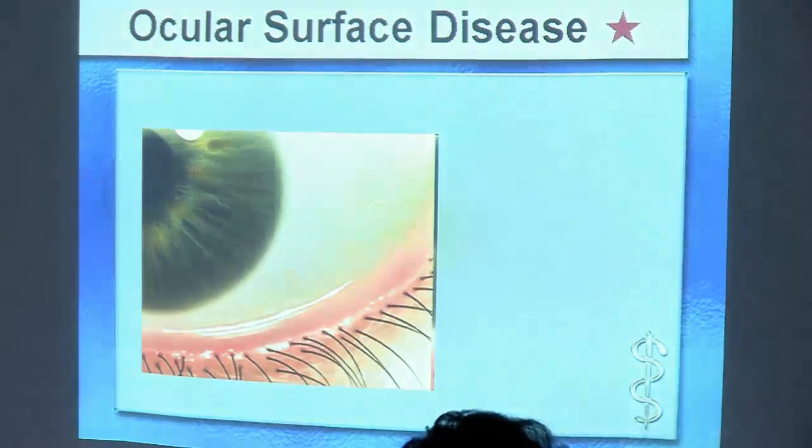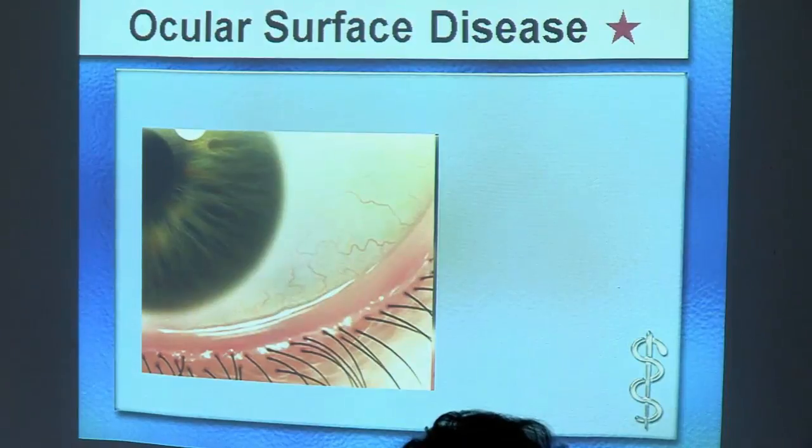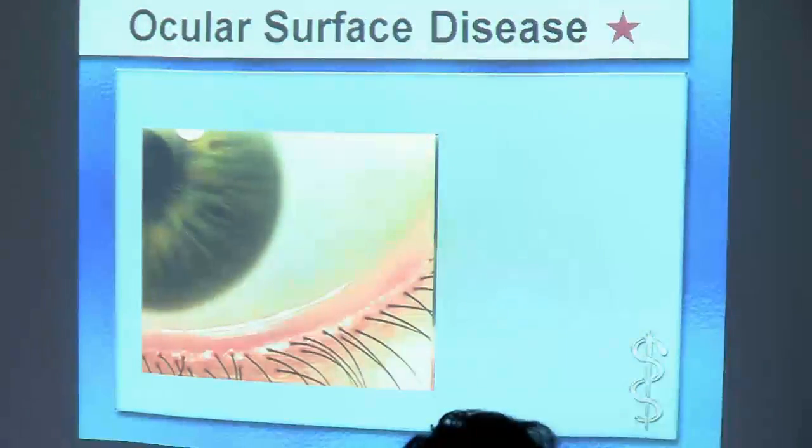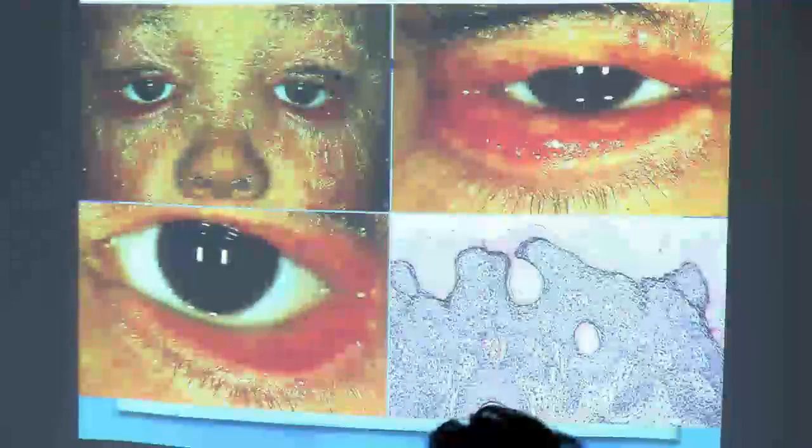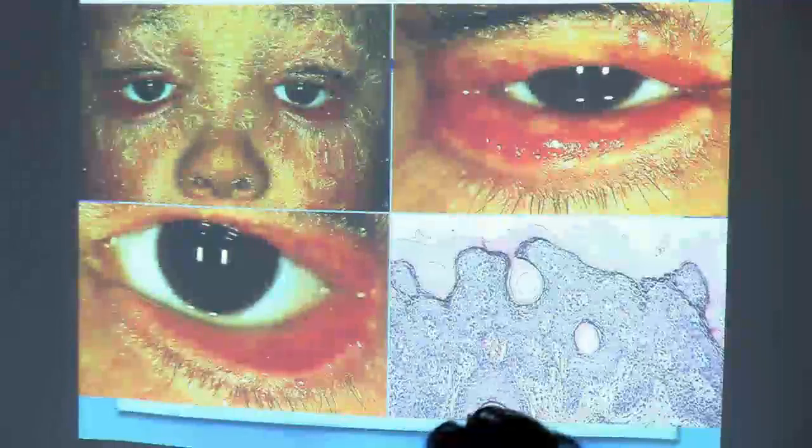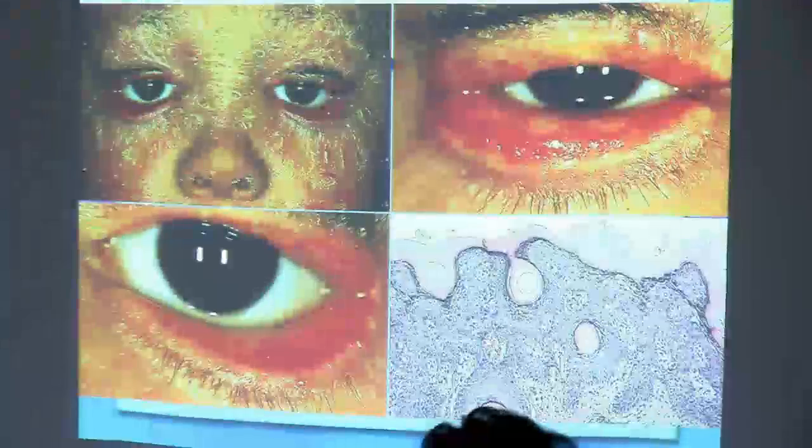The next group of disorders which cause problems is ocular surface disease. So if I showed you this, what is this? It looks like ichthyosis, doesn't it? But this particular one was actually pemphigoid.